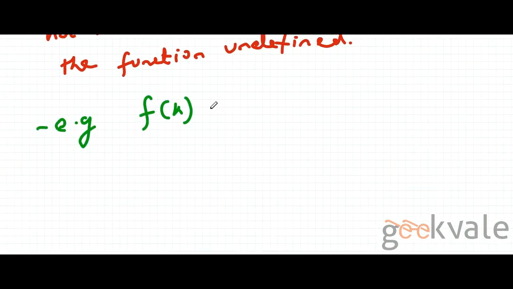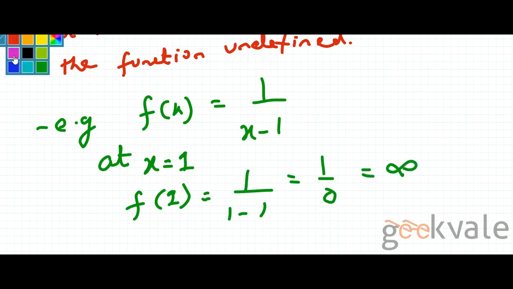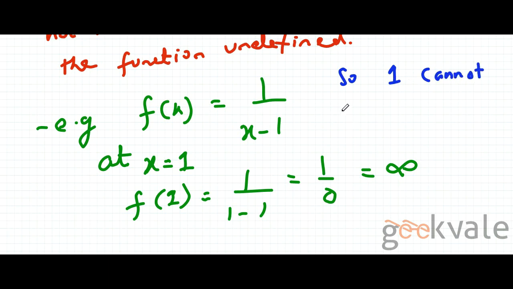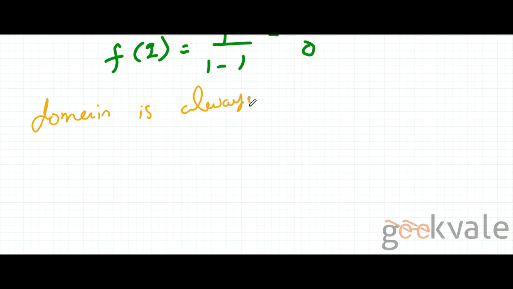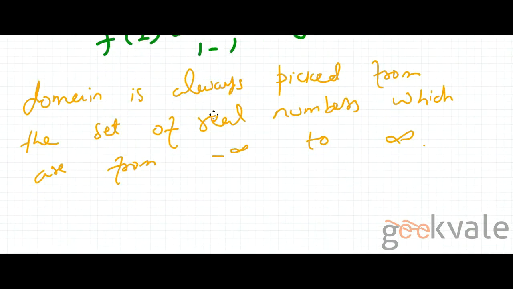For example, if I have f of x equals 1 over x minus 1, then at x equals 1, the function f of 1 will be equal to 1 over 1 minus 1, which equals 1 over 0, and then it will become infinity, undefined. So 1 cannot be a part of the domain of this particular function. Now you must always remember that the domain is always picked from the set of real numbers, that is, the numbers which start from minus infinity and go up to plus infinity.